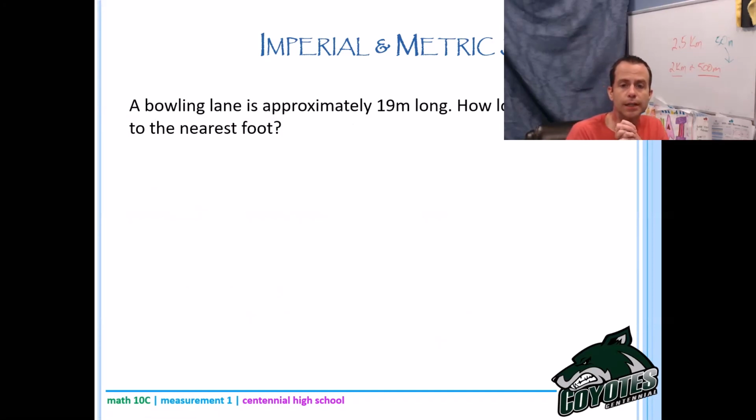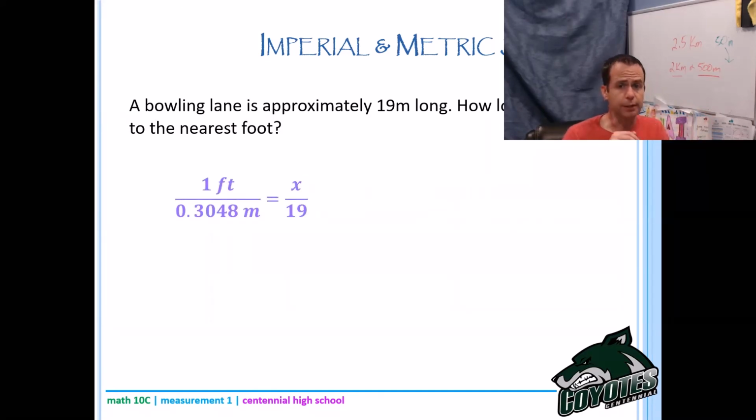How long is the lane to the nearest foot? Okay, so I need to go from meters to feet. So I look at my formula sheet and I find a conversion factor that goes from meters to feet. I am told that 1 foot is 0.3048 meters, so that's what I'm going to use as my conversion.